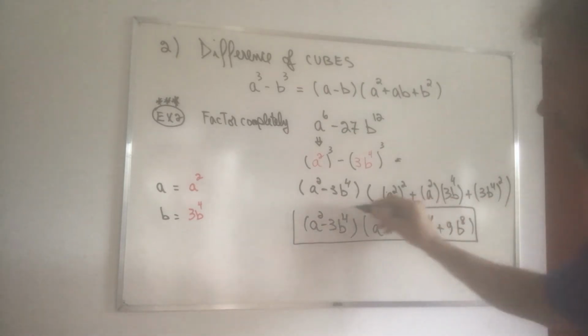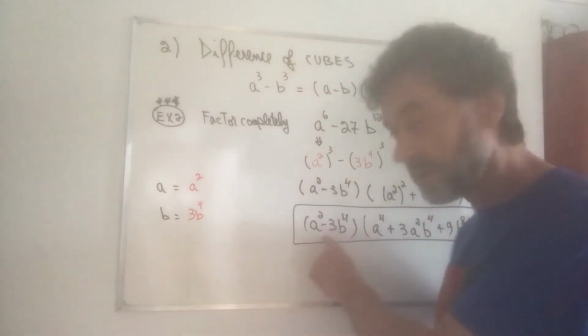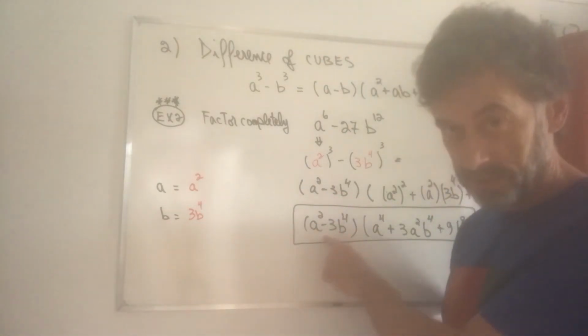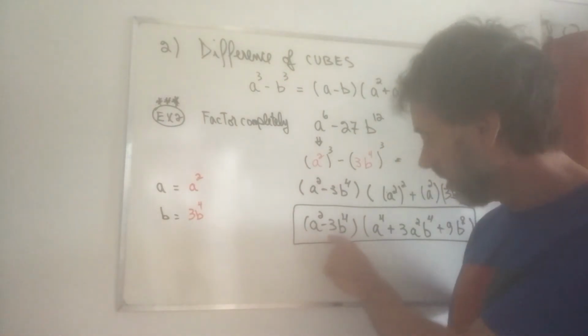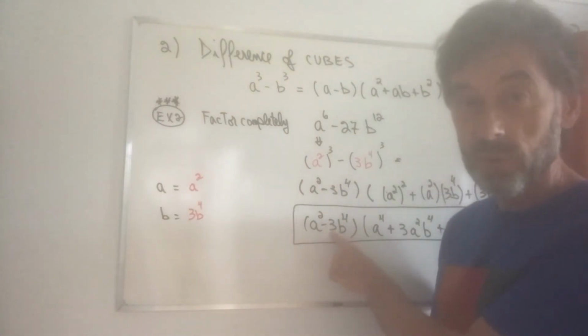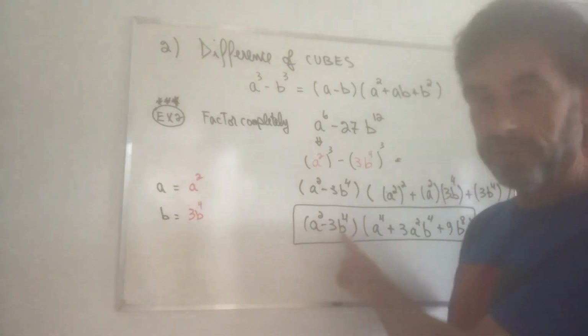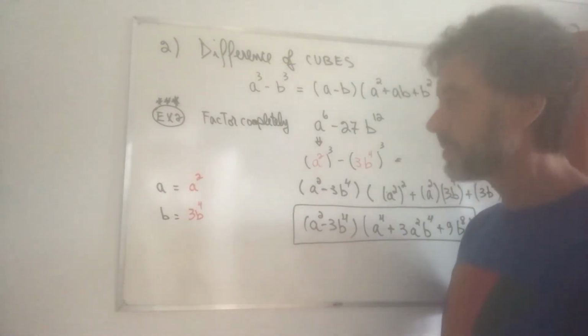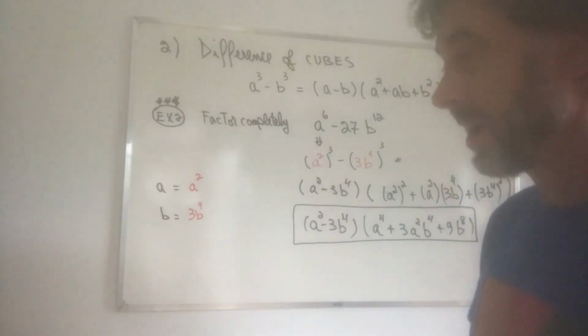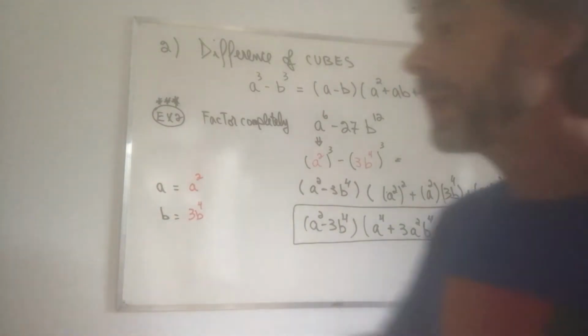If you're wondering if you can actually refactor this as a difference of squares, the answer is no can do, because 3 is not a perfect square. A squared is a perfect square. B to the 4 is a perfect square. 3 is just the square of root of 3. Not so good. Okie dokie.